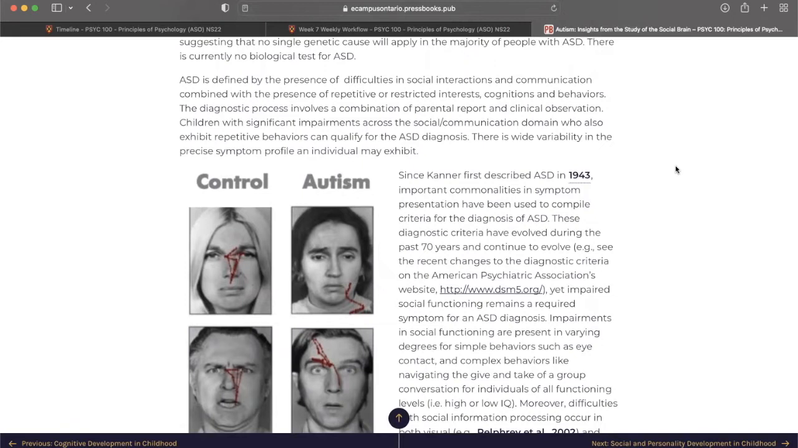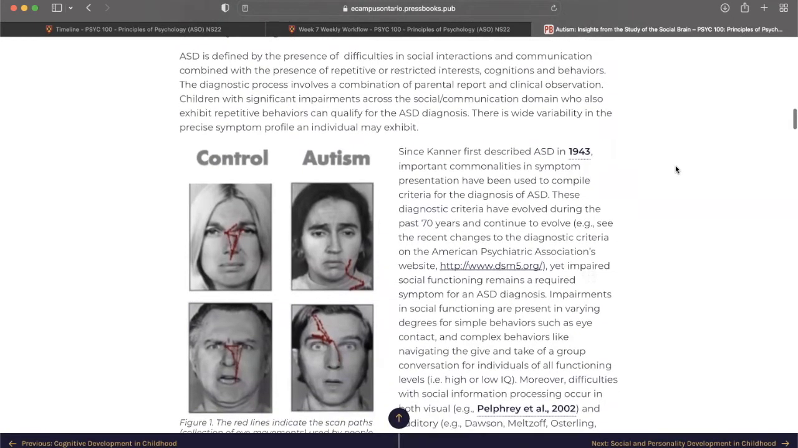The diagnostic process involves a combination of parental report and clinical observation. Children with significant impairments across the social communication domain who also exhibit repetitive behaviors can qualify for the ASD diagnosis. There is a wide variability in the precise symptom profile an individual may exhibit.